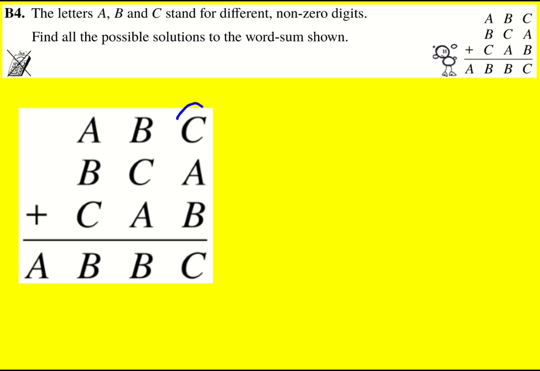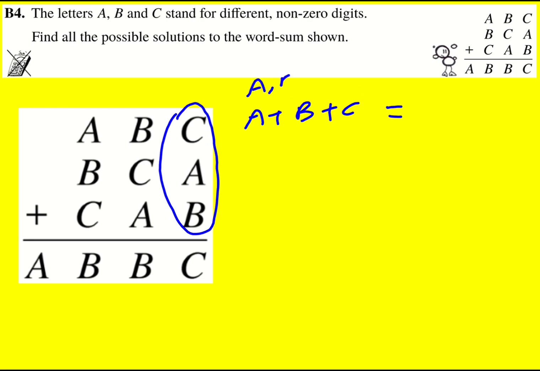Right, let's take one column at a time, starting with the right-hand one. Now, we've got A plus B plus C. It doesn't really matter on the order here. And there's no way that that is going to just equal C, because then A and B would have to be 0. A and B are not equal to 0. And also, A plus B is necessarily less than 20 because they're single digits. So it must be that A plus B plus C is actually equal to C plus 10.